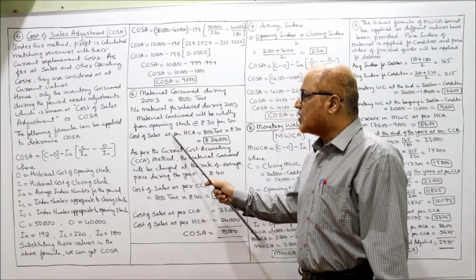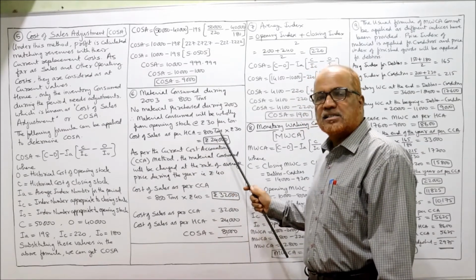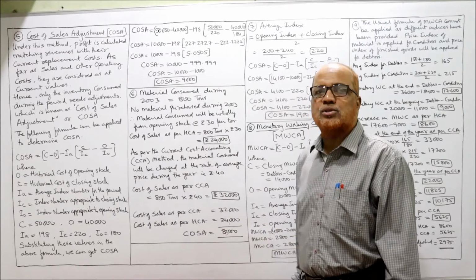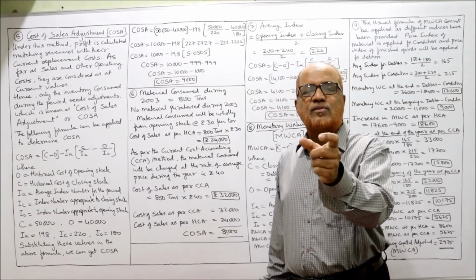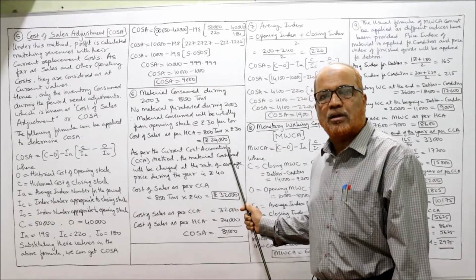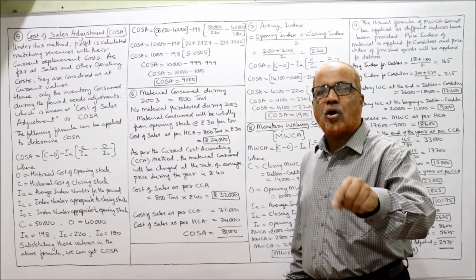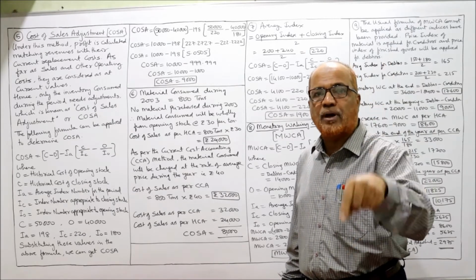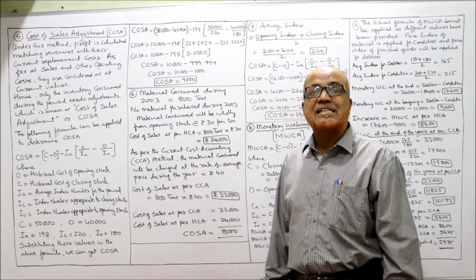So cost of sales as per historical cost accounting is 800 tons into 30 rupees, 24,000. Half of the answer is completed. It is asking you to calculate cost of sales as per HCA. 800 tons were consumed. Each ton cost 30 rupees because it is coming from the opening stock. Over. Now we have to calculate as per CCA.